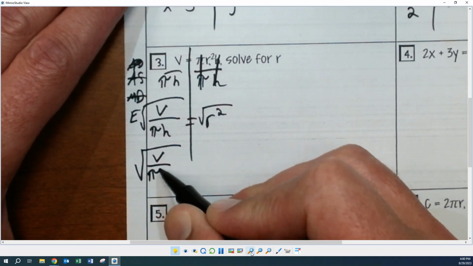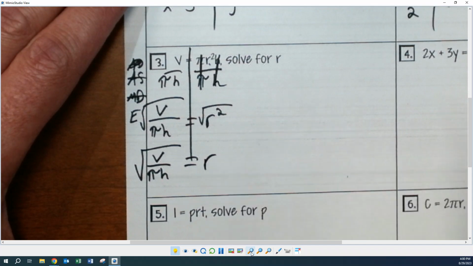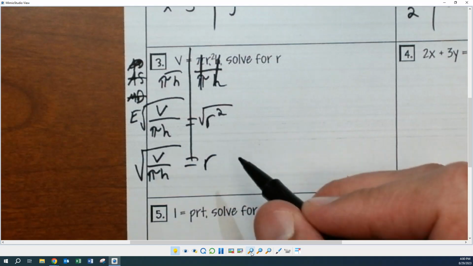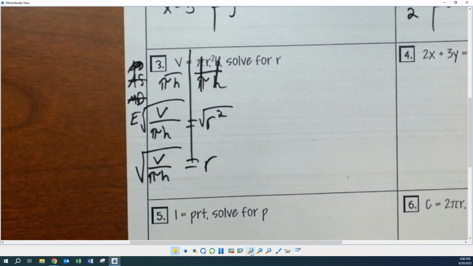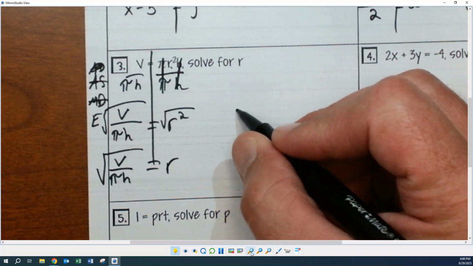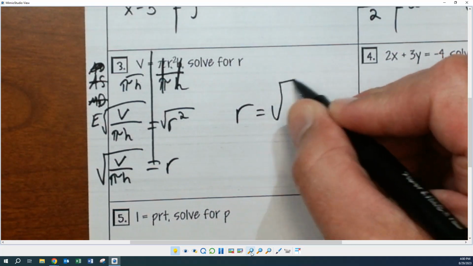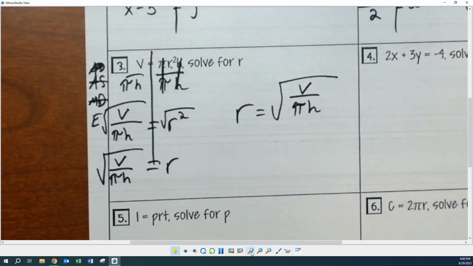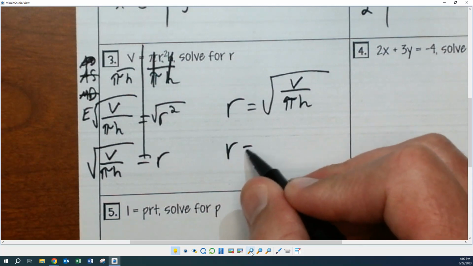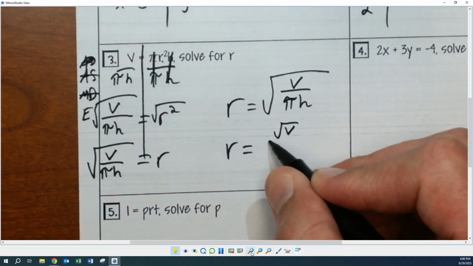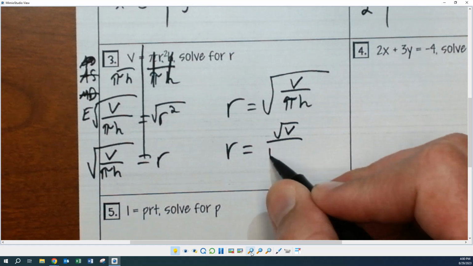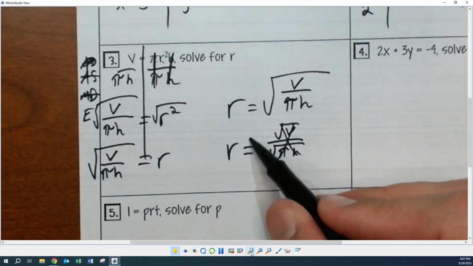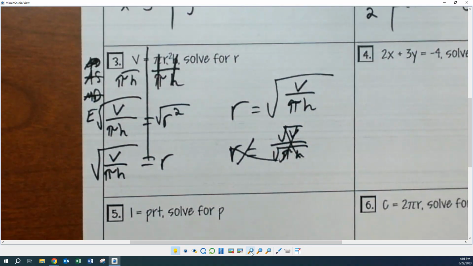R equals the square root of V over pi h. This is the most confusing and difficult problem. So if you can handle this huge step here at the end, then you're going to be golden for today. If you want to write it another way, R equals the square root of V over pi h. It could also be written as R equals square root of V divided by the square root of pi h. Actually, I don't think that works. Don't do that. I'm going to correct myself. Leave it like that.